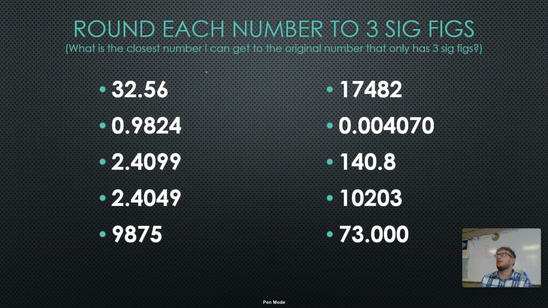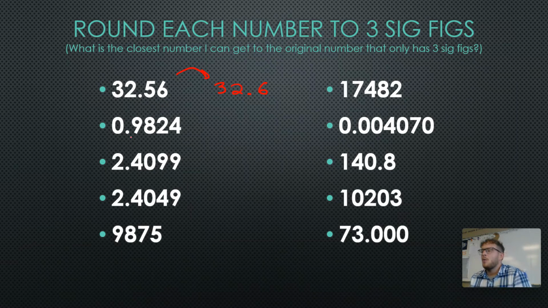What is the closest number I can get to 32.56 that only has 3 sig figs? Well, right now this number has 4, so I need to get rid of 1. How am I going to get rid of 1? Well, I could drop this 6 and make it 32.5. But because that's a 6, it's actually going to bump up that 5 right there. So the closest number I can get to this that only has 3 sig figs would be 32.6. Because remember, 5 and above, give it a shove. So the closest number to 32.56 that has 3 sig figs is 32.6.